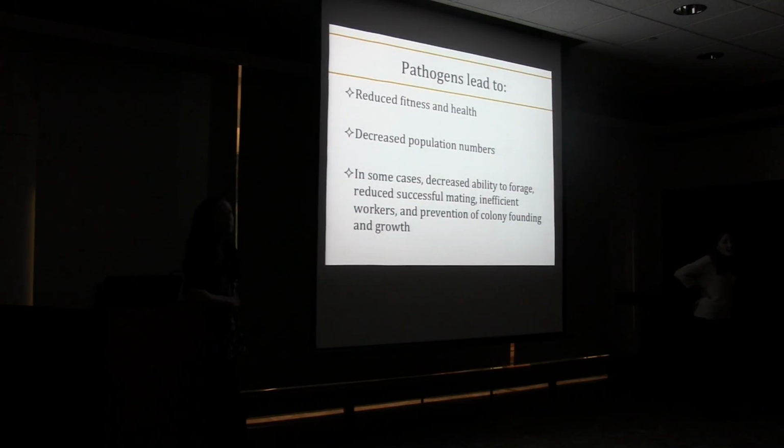So what this suggests is that, similar to poor nutrition, pathogens can lead to reduced fitness and health, and also decreased population numbers. Furthermore, depending on the pathogen, how virulent it is, and its symptoms, it can result in decreased ability to forage, reduced successful mating, inefficient workers, and prevention of colony growth and founding.